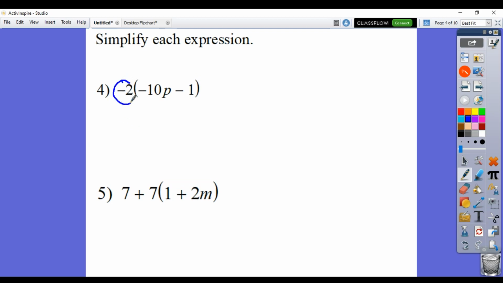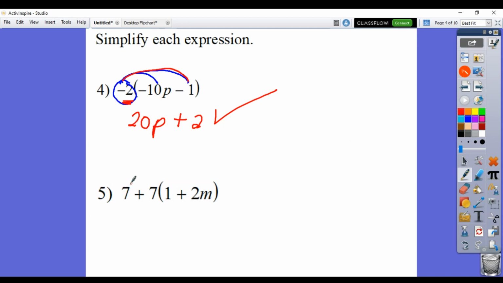So here, if this -2 is Santa, he will share the blessing here, he will share the blessing there. Meaning he's going to multiply it. In this problem, -2 times -10p, negative times negative will give you a positive 20p. Copy the variable there because there's no variable here. -2 times -1 will be a positive 2. You cannot combine them, so that's the answer. Kaboom.